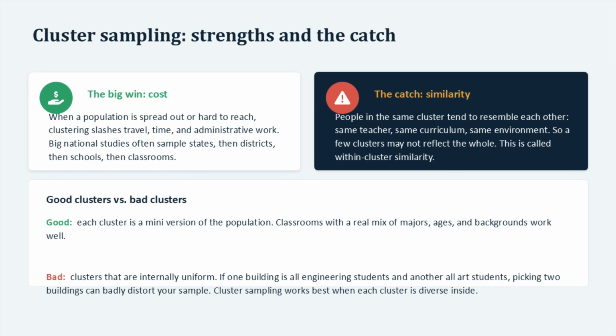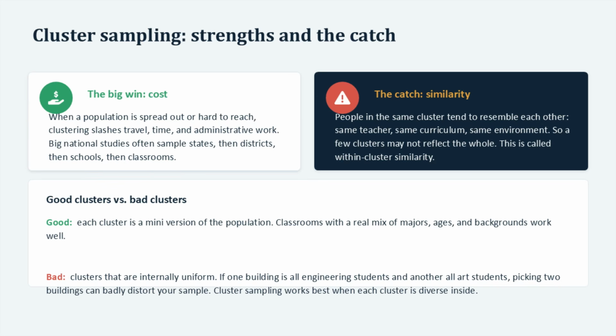But now, look at the weakness on the right. And this one is important. People within the same cluster often resemble each other. Think about a single classroom. Those students share the same teacher, the same curriculum, the same schedule, and the same general environment. So if you only choose a few classrooms, those classrooms might not represent the full population very well. This problem is called within-cluster similarity, and is the main weakness of cluster sampling.